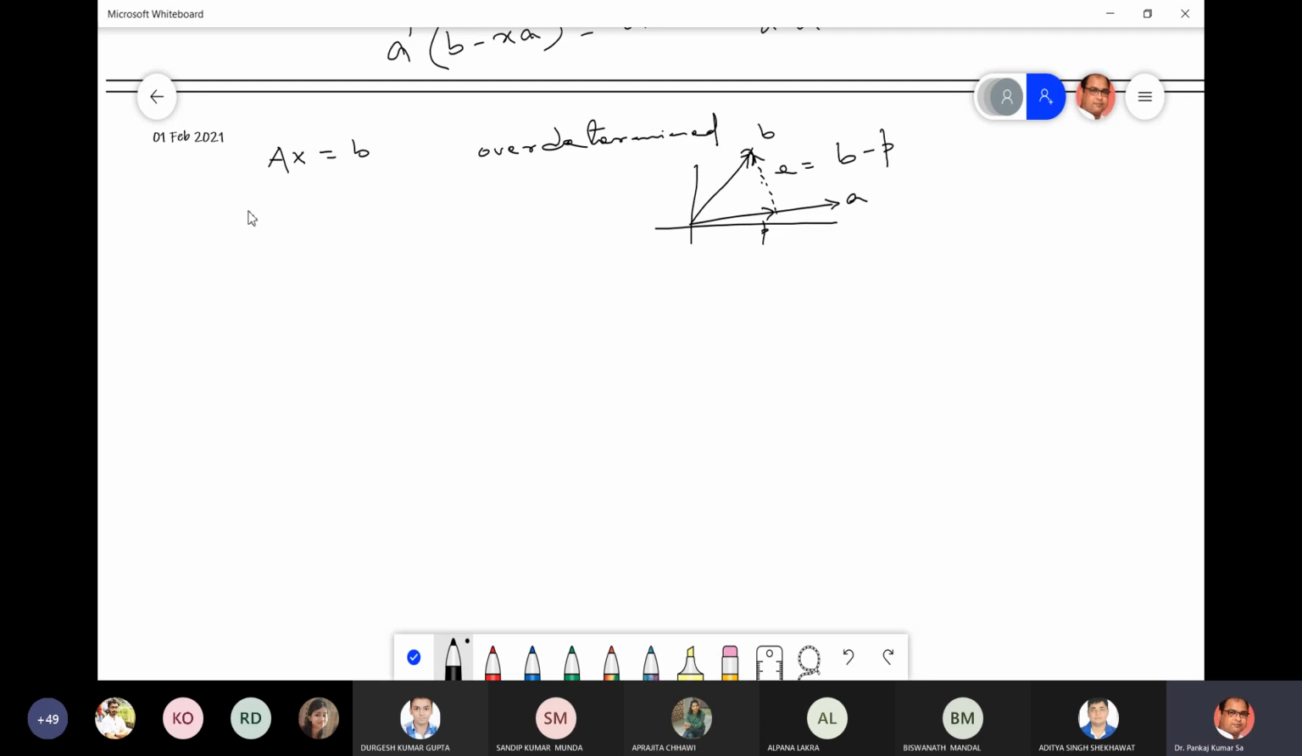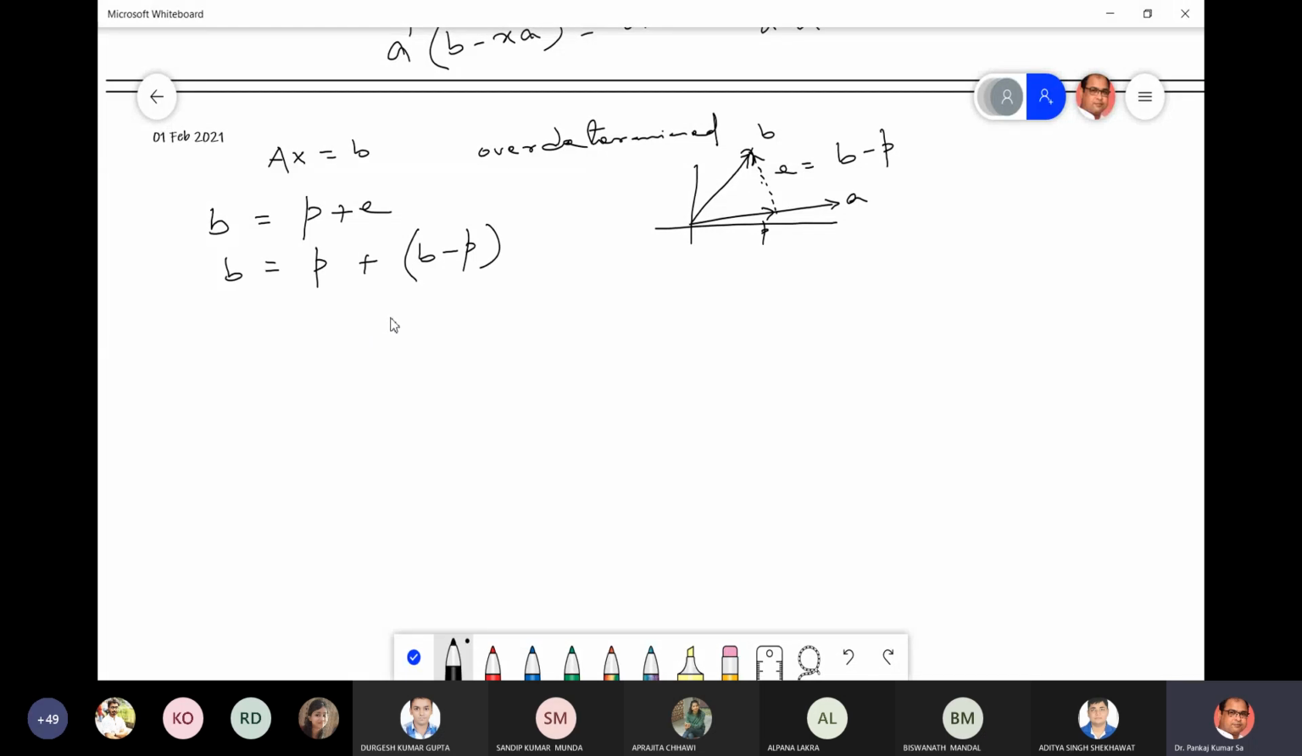So what exactly I can write here is b is equal to this p plus the error term, which I can write as p plus b minus p. The same thing I am writing. b is equal to p, cancelled. That is what the thing is.